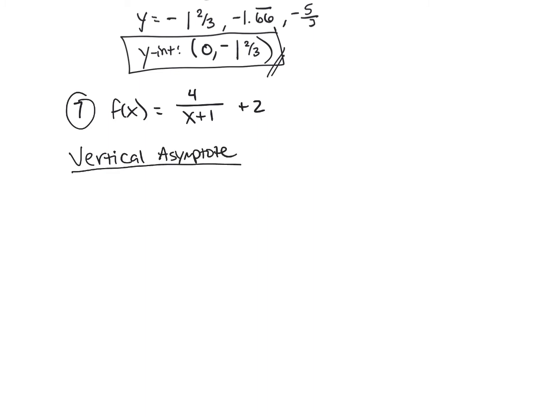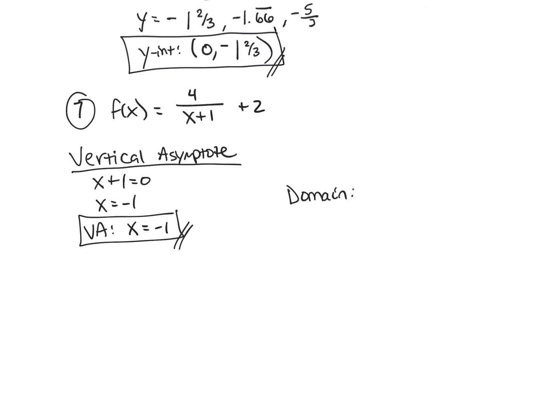I'm going to set my denominator equal to 0 and solve. So if x plus 1 is equal to 0, I'm going to subtract 1 on both sides, and we'll get x is equal to negative 1. So a vertical asymptote is x is equal to negative 1. Pretty quick. Then from there, for our domain, we're going to have a break at whatever our vertical asymptote is. So we'll have our answers from negative infinity to negative 1, with the break at negative 1, and continuing to infinity. Again, because that's our vertical asymptote.